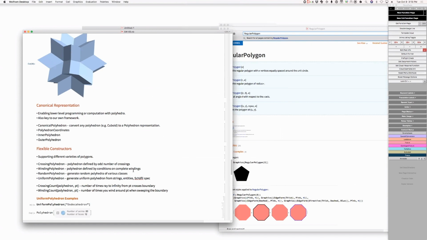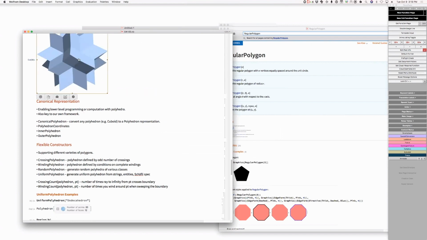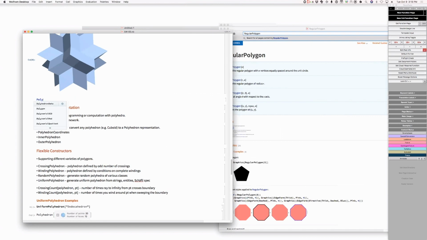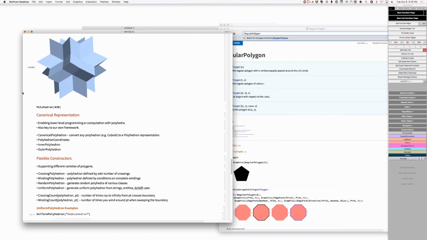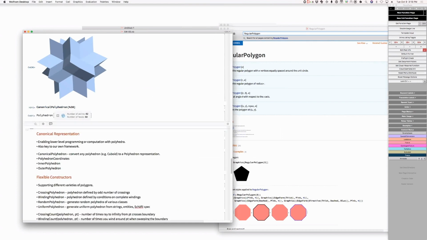Okay, so for example, if I say canonical polyhedron of this guy, well, how do I get that guy to be a polyhedron in your sense? Can I just say polyhedron of that thing? No, you should try canonical polyhedron. But I don't understand why polyhedron doesn't just work. No, we can support that too. I think so.